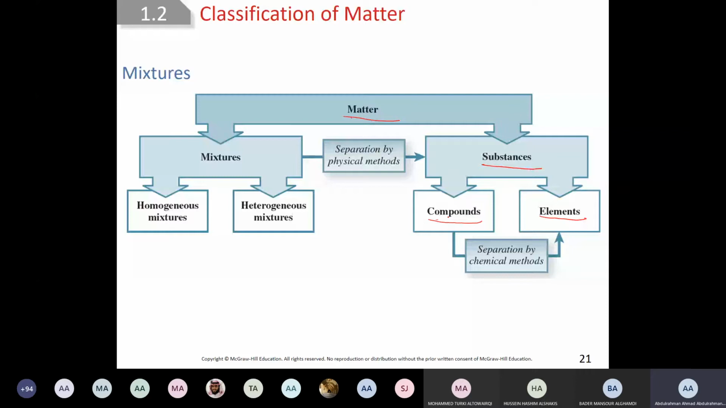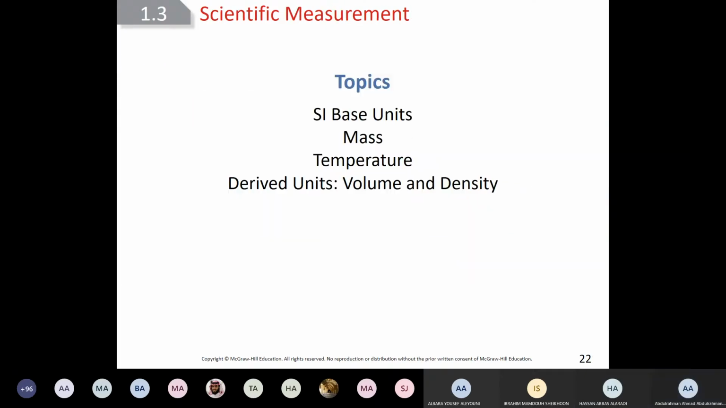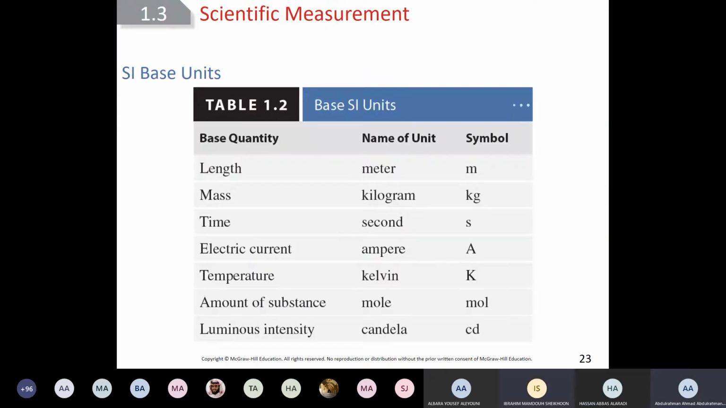What's the difference between element and compound? A compound consists of two or more different elements. The compound is the combination of two or more elements. An element could be a single element. Give me an example of a single element. O2, H2, helium.